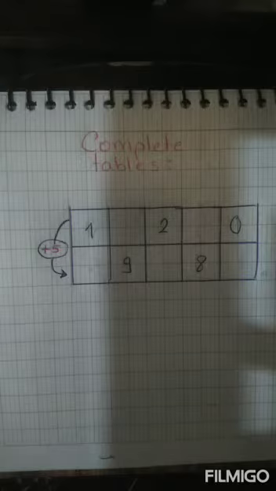Today we are going to learn how to complete tables. Here we have this table. We have numbers that are located on the upper row, and we have also missing numbers in the upper row, and numbers that are located in the lower row, and also we have missing numbers that we should find.